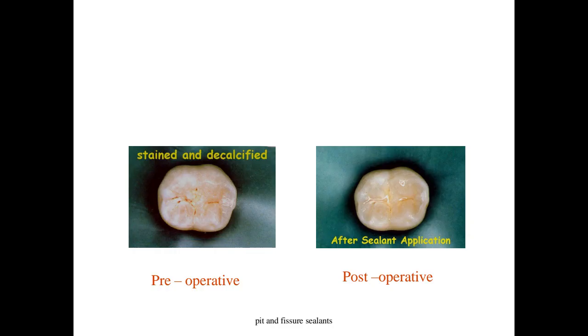Now these are the pre-operative and the post-operative views. In the pre-operative, we can clearly see the decalcified as well as stained pits and fissures. In the post-operative, the sealant type is a clear or transparent sealant, so it is aesthetic in nature. The only disadvantage is that when the patient comes to us, it is difficult to evaluate at recall visits. If it is opaque, it has its own advantages. The clear one also has its own advantages.